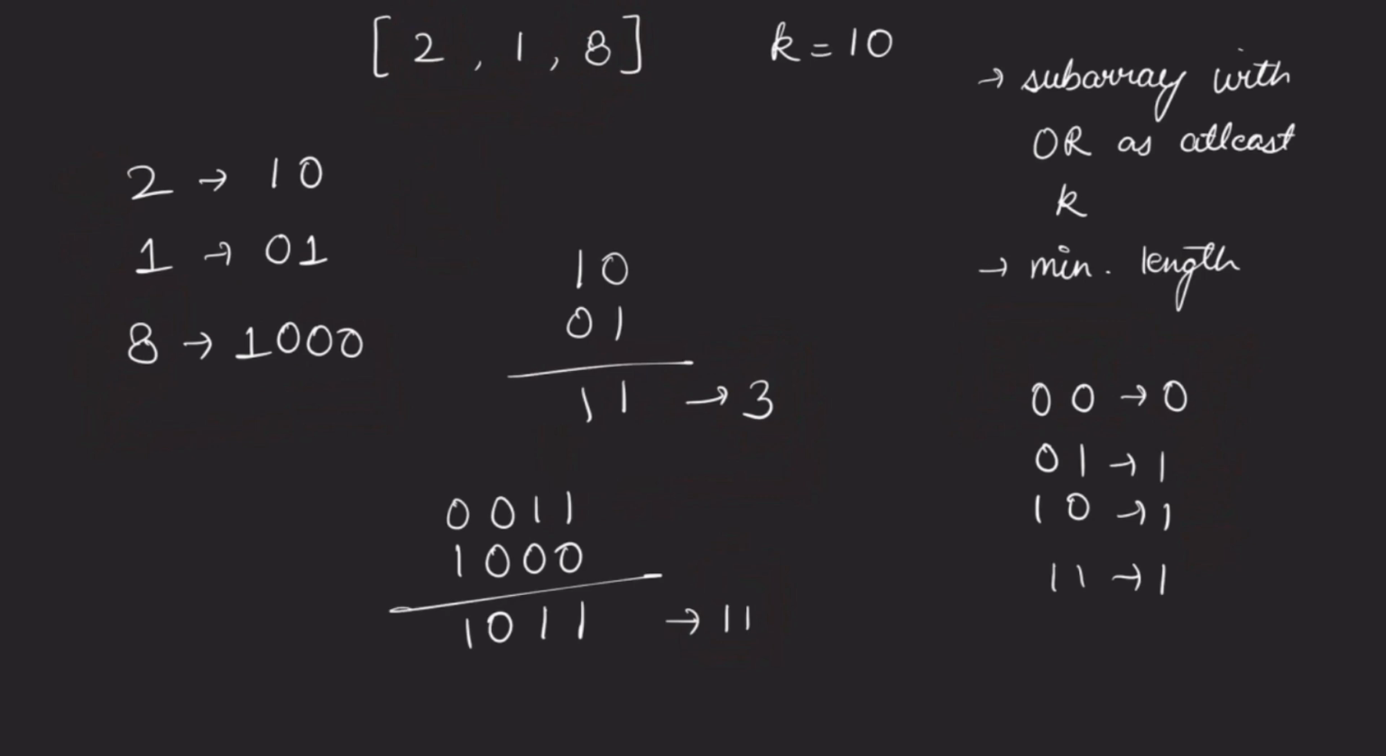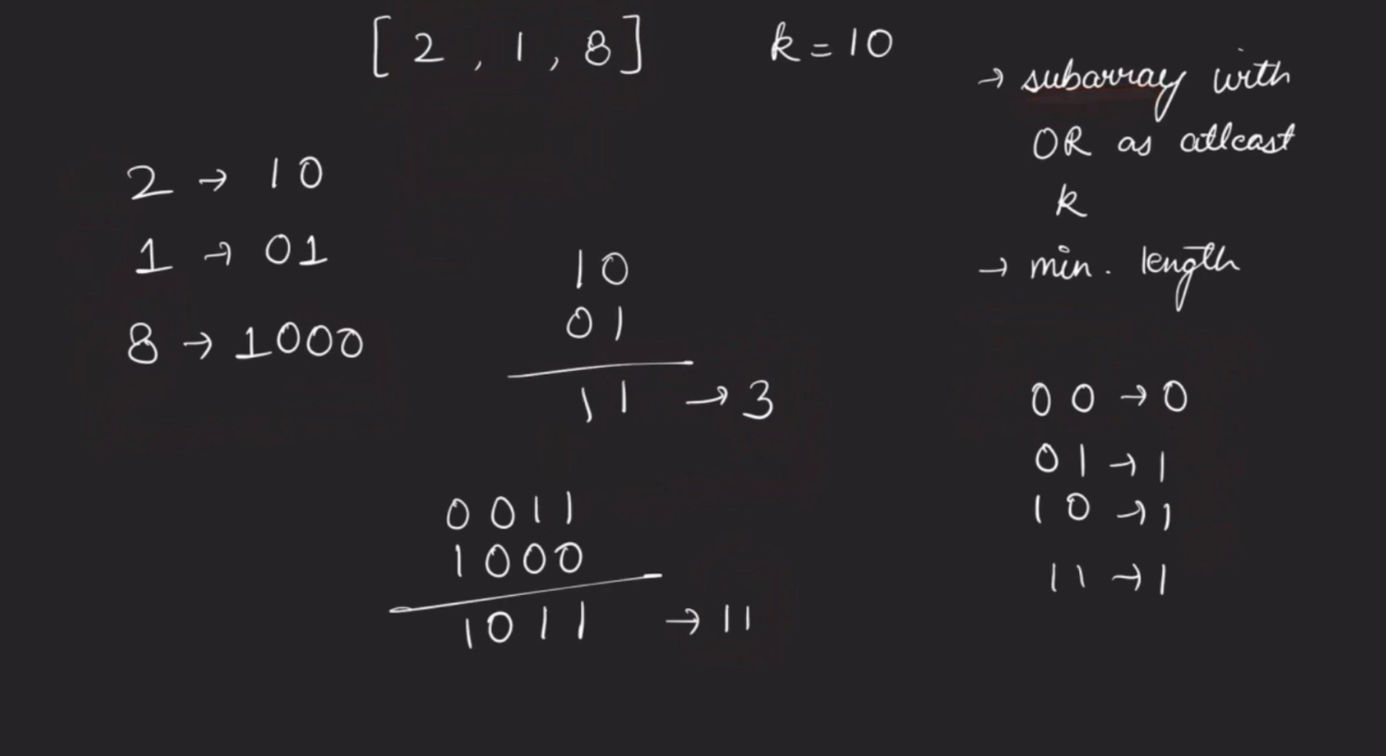Now we want to find a subarray, meaning a consecutive part of my array. So 2 1 is a consecutive part, 1 8 is a consecutive part, 2 1 8 is a consecutive part, 1 is a consecutive part, but 2 comma 8 is not a subarray.